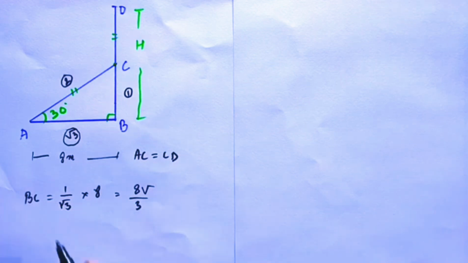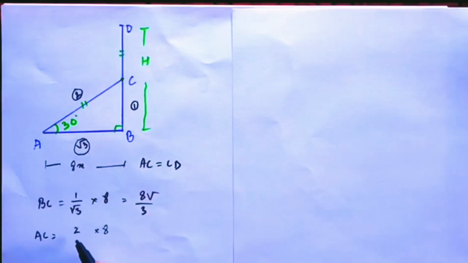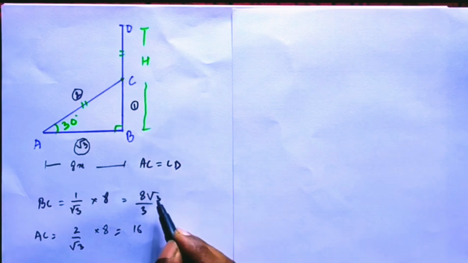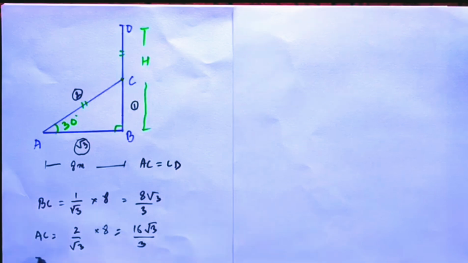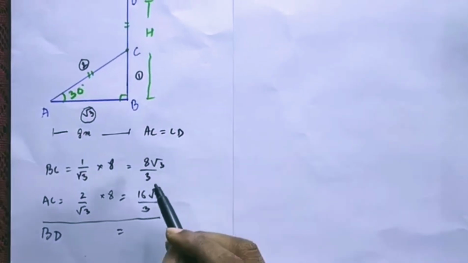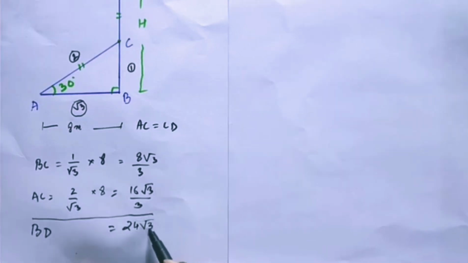Now we are going to find out SE. The ratio is 2, into the value 8, over root 3. So 2 8s are 16 root 3 by 3. So if we add these two, we are going to get BD. Now 8 plus 16 is 24 root 3 by 3, LCM is 3. So 3 into 8 is 24 root 3 by 3, so it is 8 root 3 meter, which is our answer.